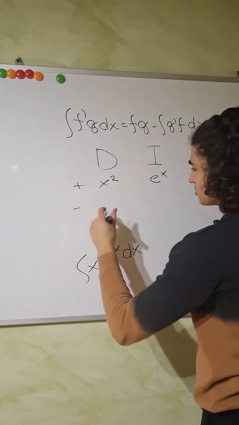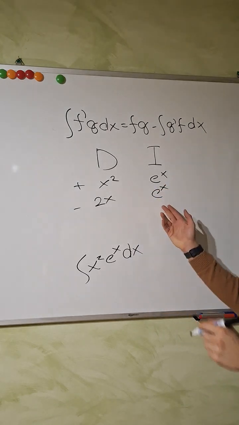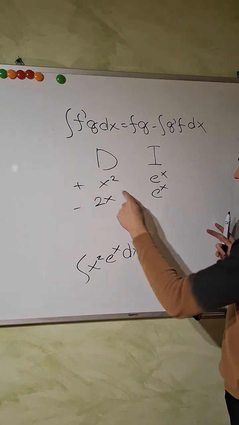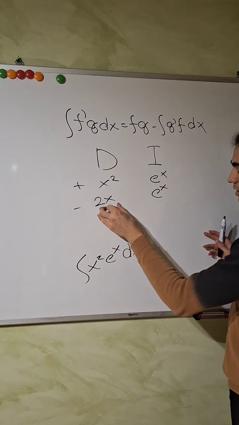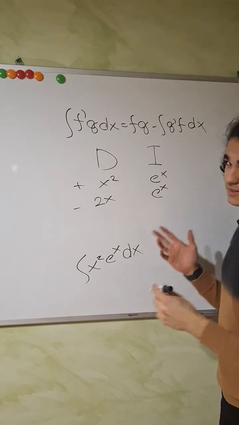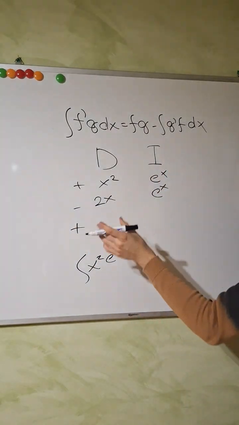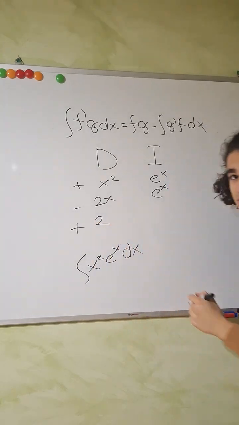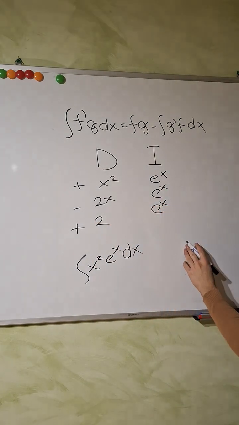We differentiate x squared and we get 2x. We integrate e to the x, and it's always e to the x. Now we can stop. We can multiply e to the x times x squared minus the integral of e to the x times 2x. But we can apply integration by parts twice using the same table. This is why it's so comfortable. We differentiate 2x and we get 2. And we integrate e to the x, and it's always e to the x.